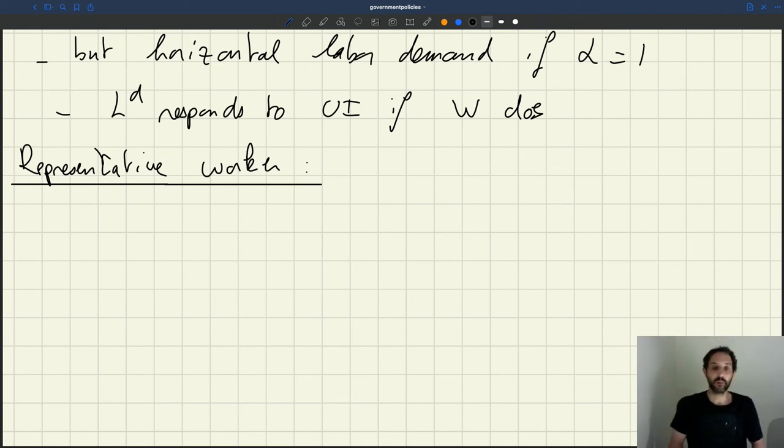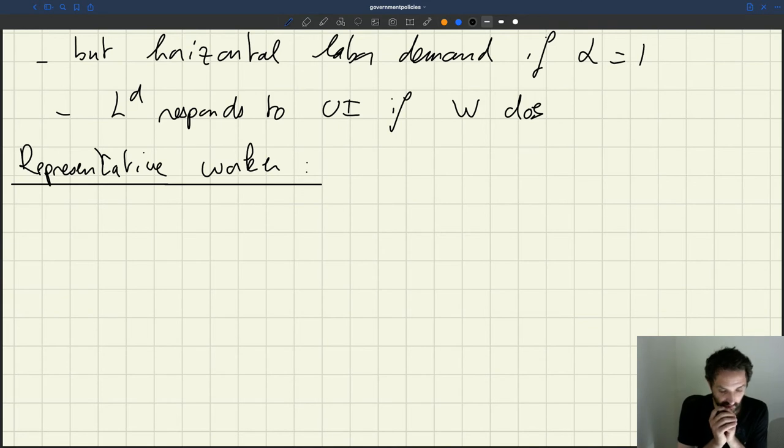So let's look at a representative worker. Here, similarly, we've said there is a mass one of just very small identical workers. They all start unemployed. And so we're just going to look at the representative worker and see how that worker behaves.